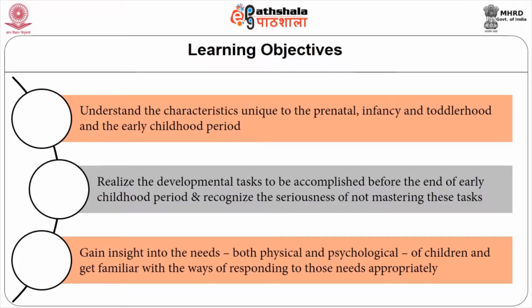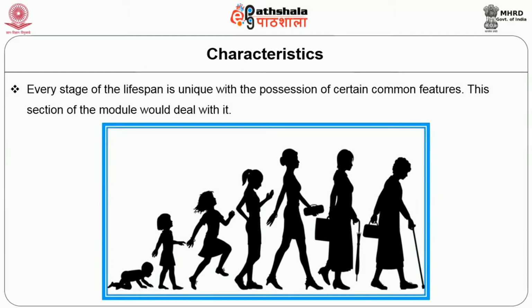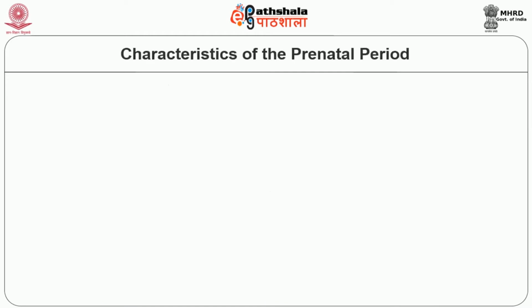So the present module on the characteristics, needs and significance of children was formulated in a way that the first three stages of lifespan were discussed in detail for the early childhood educators to gain an insight of the basic requirements of children. And now, the first section of the module would deal with the characteristics of the lifespan. Every stage of the lifespan is unique with the possession of certain common features. This section would deal with it. Let us look into the characteristics of the prenatal period now.